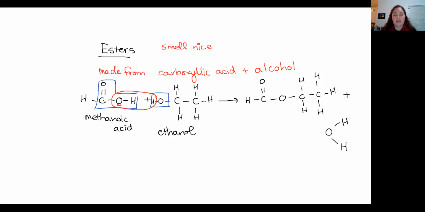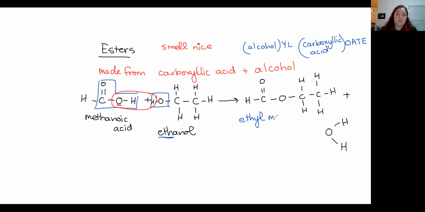Now, when it comes to naming an ester, I have a little bit of a cheat rule. There isn't an easy naming rule, so I use the best method that I can, which is I call it alcohol-yl, carboxylic acid, oate. My alcohol was ethanol, so this becomes ethyl, okay? So that's what I mean by alcohol-yl, is ethanol makes this ethyl. And then my carboxylic acid was methanoic acid, so it becomes methanoate. So what I've drawn over here is the carboxylic acid and the alcohol to make my ester, as well as the water that I get.